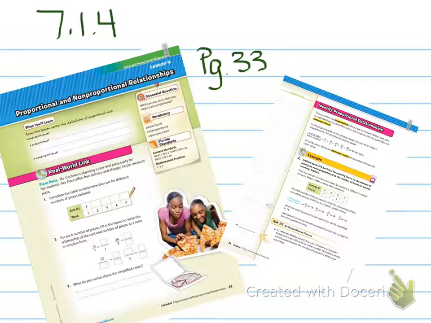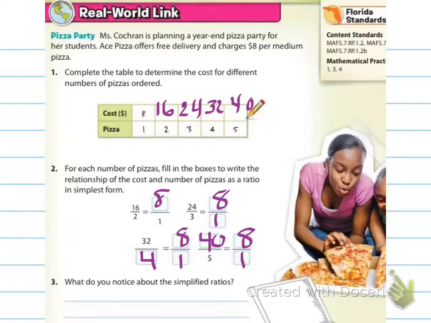Okay, so we're looking at 7.1.4, which means the 7th grade textbook, Chapter 1, Lesson 4. So on the top of your page, I want you to put 7.1.4, then write proportional and non-proportional relationships, and then I'd like for you to put page 33 on there, because that's where we're going to begin. If you need to pause the video, you can do so now, so that you can write that.